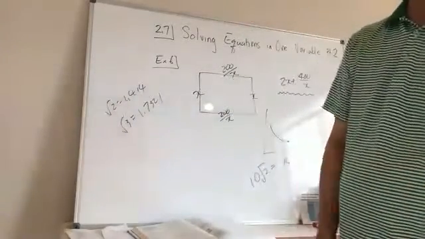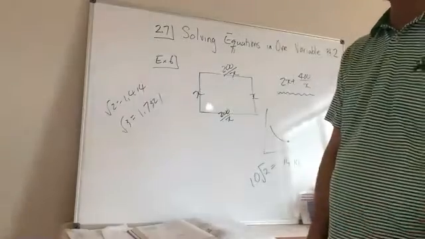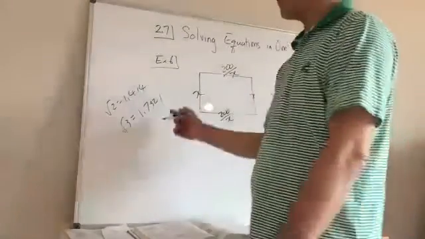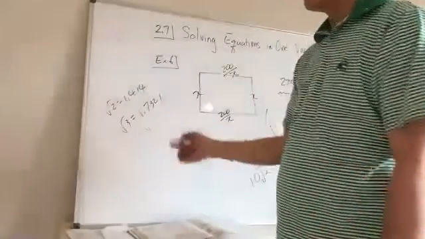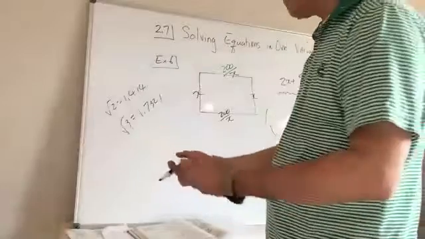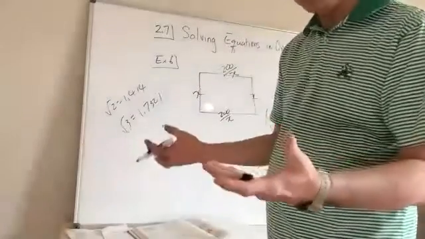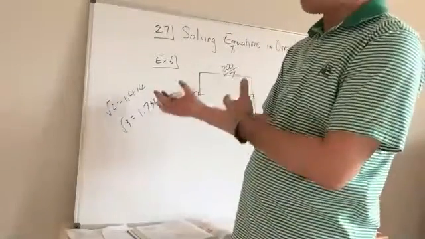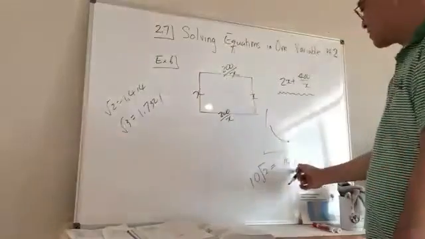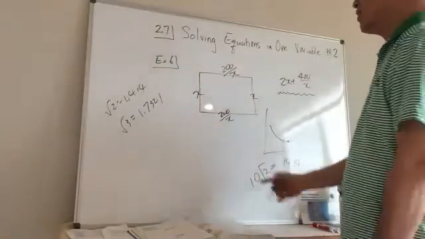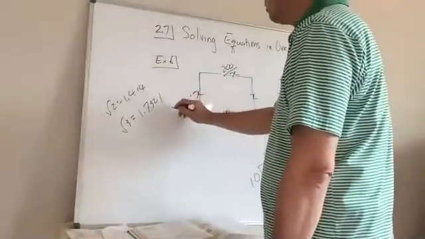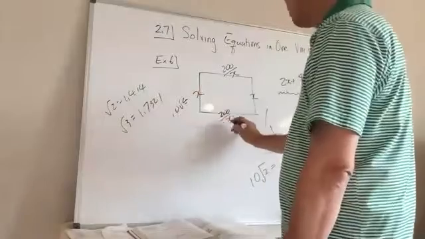These are numbers that are good to have in the back of your mind. You don't have to memorize them, but especially if you have any inkling of becoming an engineer, these are good numbers to have in your mind. So this is going to be 10 root 2. If this is 10 root 2, what is this other side going to be?